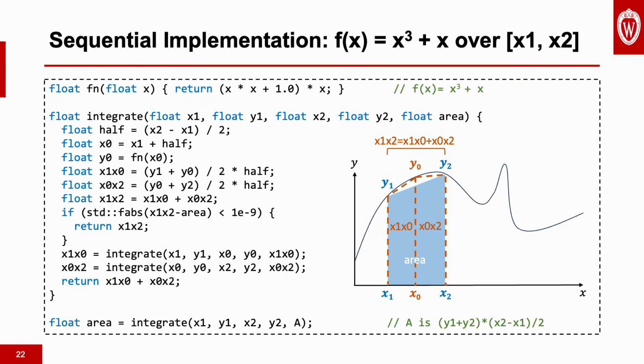This code implements the trapezoidal integration using recursion, sequentially. We start with a single trapezoid between x1 and x2, whose area is passed in as a. We then split the interval in half, evaluate the function at the midpoint, and compare the area of the two smaller trapezoids with the original estimate. If the difference is small enough, we accept the result. Otherwise, we recursively apply the same process to each half. The key idea here is that each recursive call works on an independent subinterval, which makes this algorithm naturally suited for recursive task parallelism.